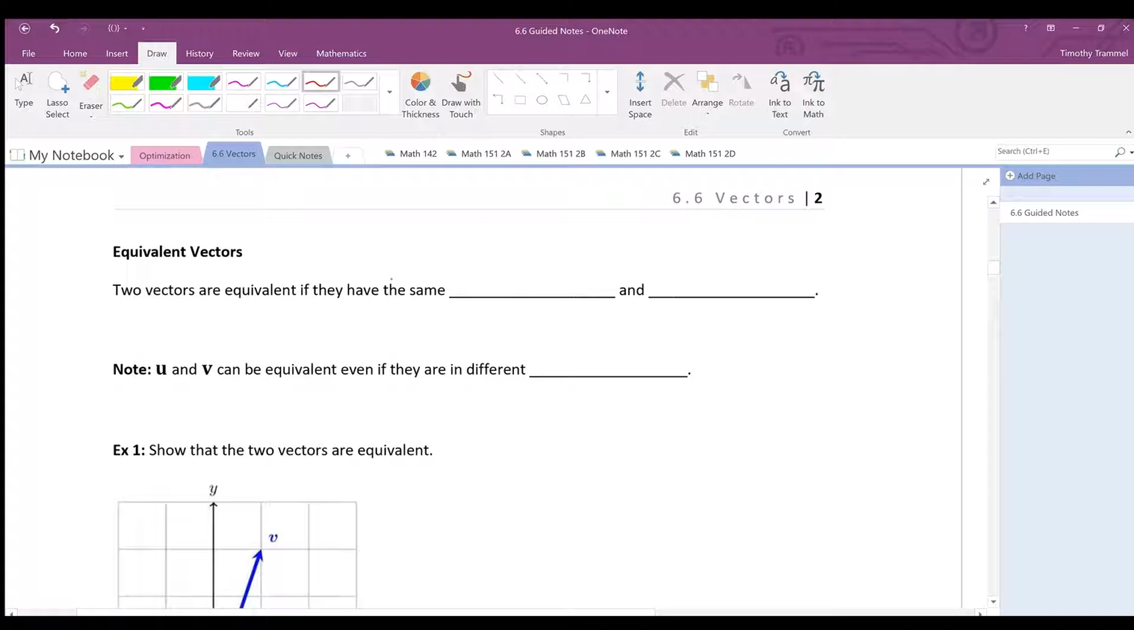Two vectors are equivalent if they have the same magnitude and direction. And the thing that I want to emphasize here is that that's all they need. If u and v are equivalent, it does not mean that they lie in the same place. It just means they have the same magnitude and direction. So to finish this little note down here, u and v can be equivalent even if they are in different locations.